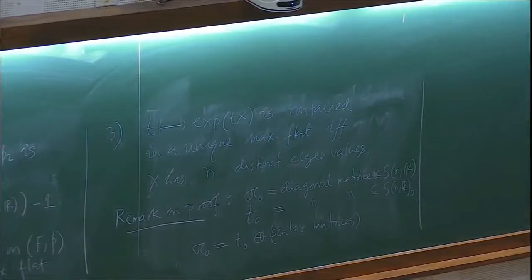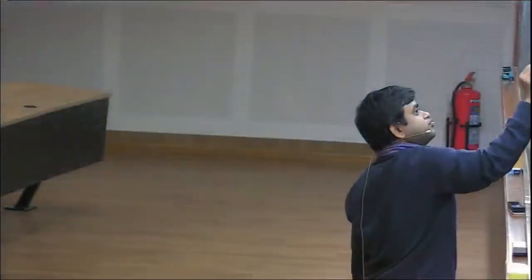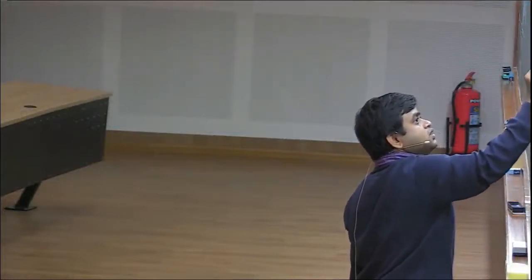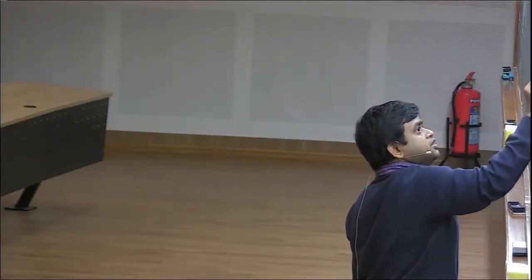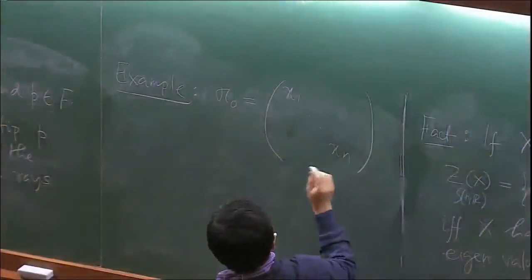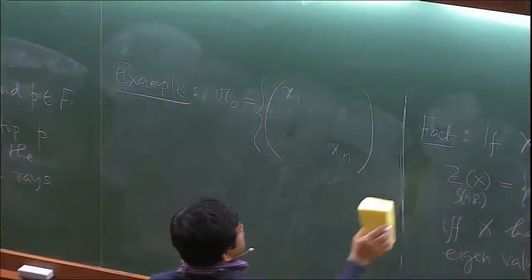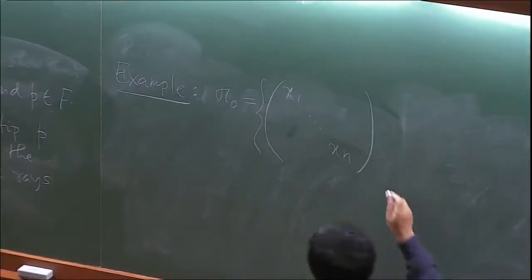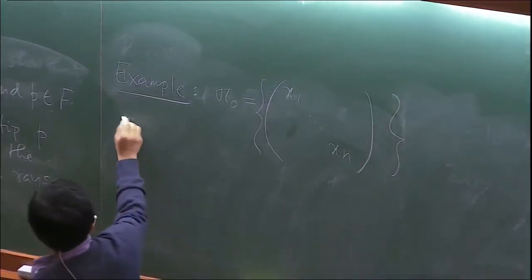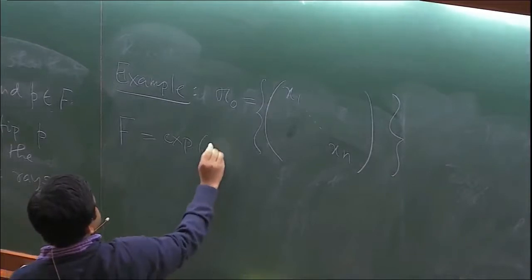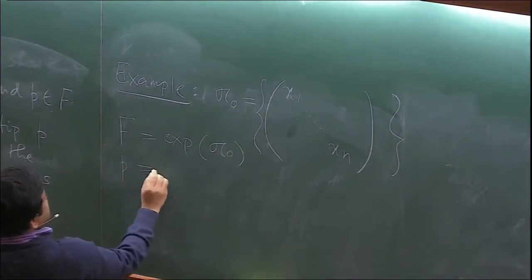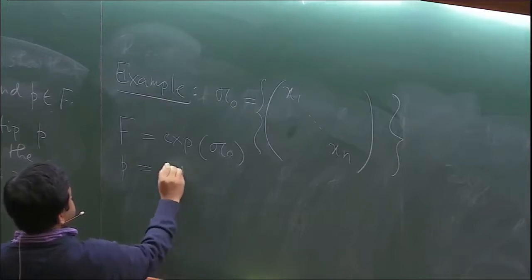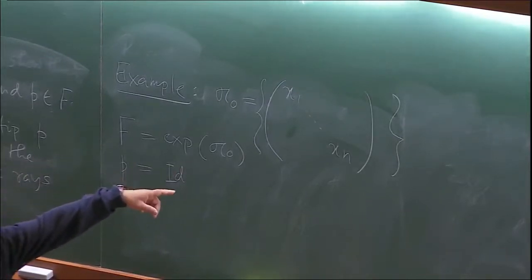So let me give an example. For instance, you have this A naught. This is the set of all diagonal matrices x1, x2, ..., xn. The image under the exponential map will give me a maximal flat. So here I'll take F to be exponential A naught, and I'll take P to be the identity, exponential of 0. And I want to understand what the Weyl chambers are here.